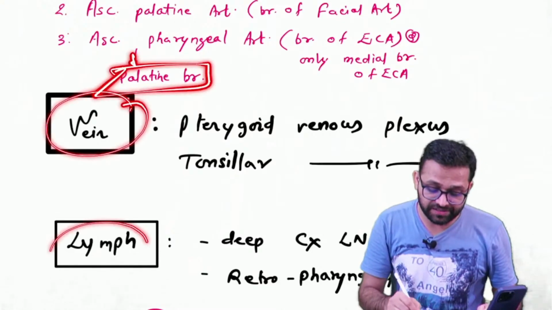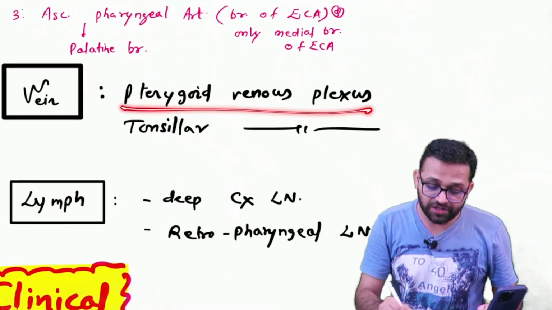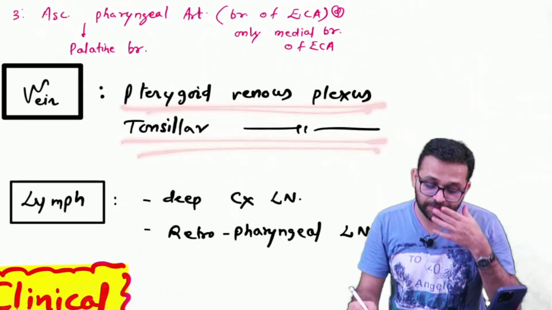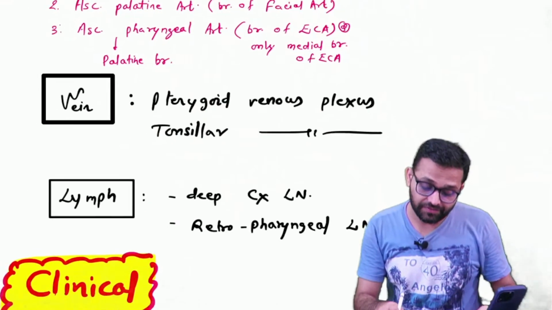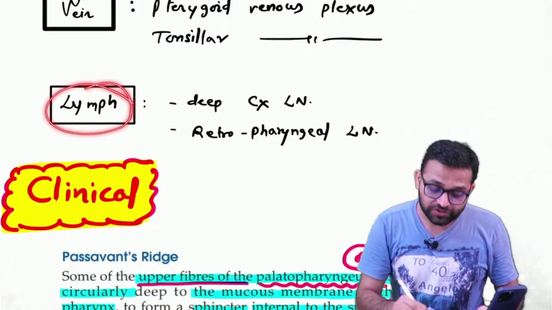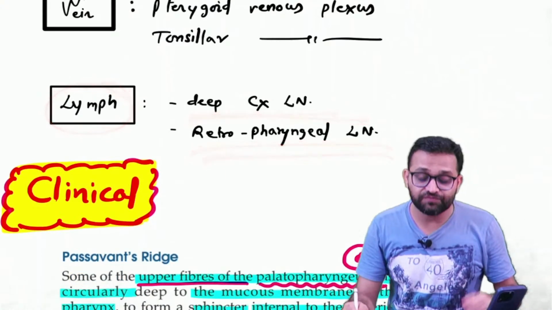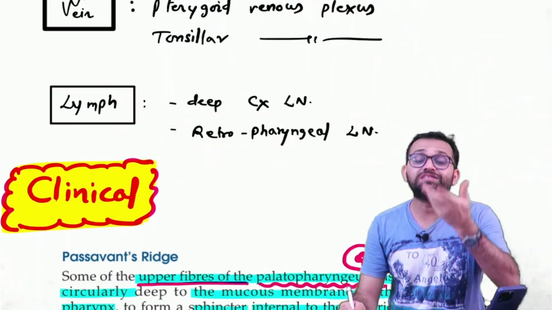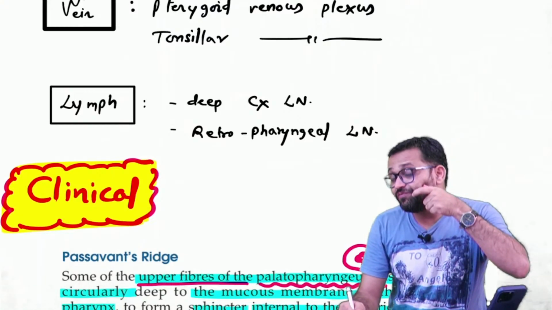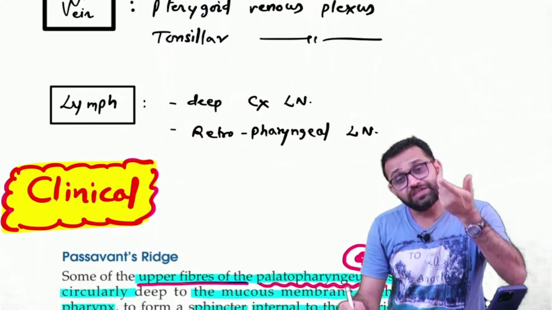So there is the vein, and there is the lymph. The veins are the pterygoid venous plexus and the tonsillar venous plexus. Now see, lymph: the deep cervical lymph nodes and retropharyngeal lymph nodes are there. Getting the point? So this is the lymphatic drainage. It drains to whichever lymph nodes are close.